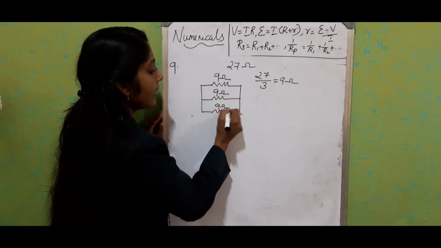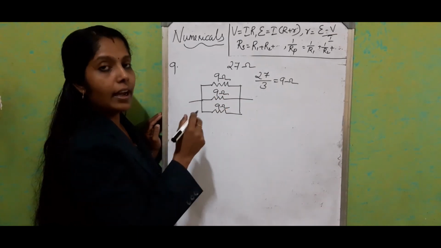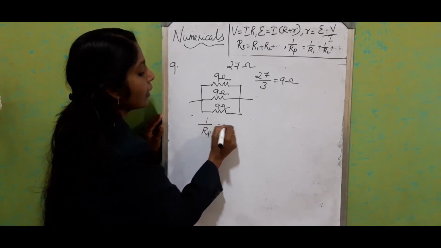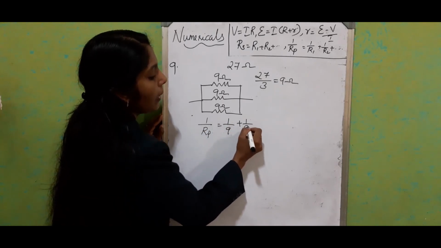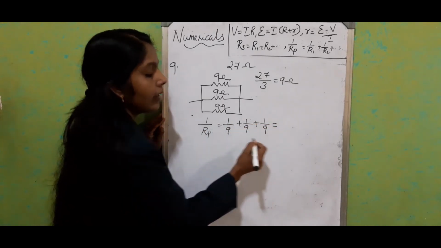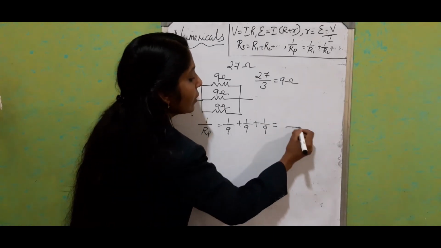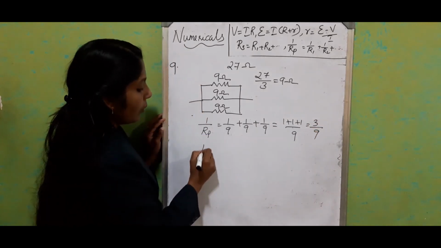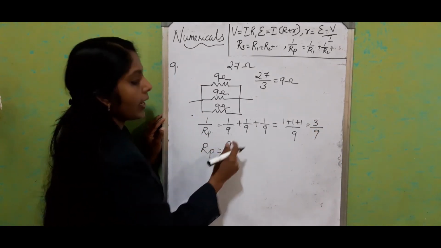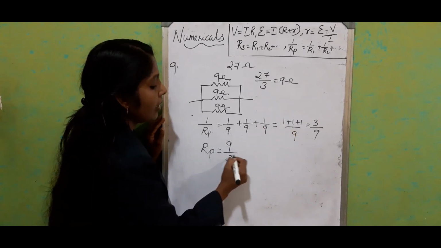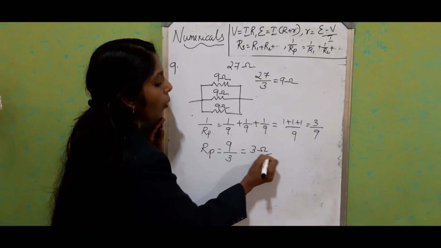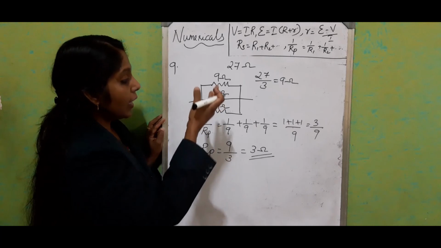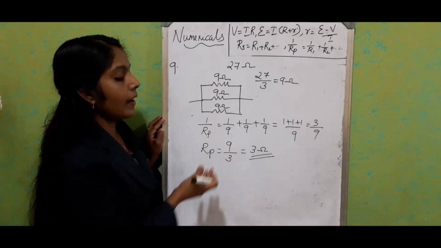It is connected in parallel combination. We have to find out the effective resistance. How to find it out? 1 by Rp is equal to 1 by 9 plus 1 by 9 plus 1 by 9. We can take 9 as the LCM. So 1 plus 1 plus 1, that is 3 by 9. What is Rp? Rp is equal to the reciprocal of that value, 9 by 3, which is 3 ohm.